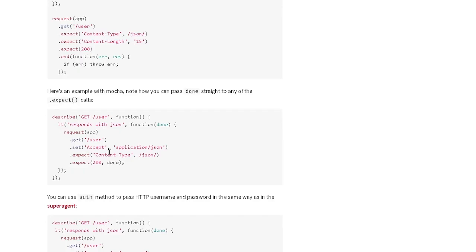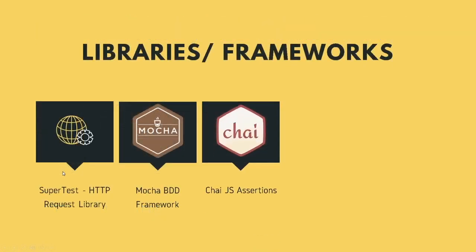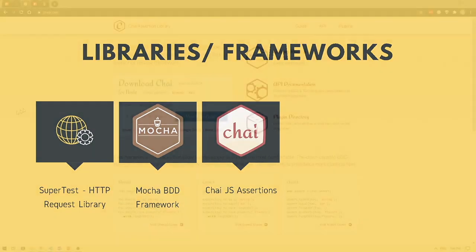Alright, so we saw the HTTP request part here. The next library we'll look at is our assertion library. So let's take a look at that. For our assertions, we will be using chai.js. Now Chai is an assertion library for Node and browser, which can be paired with any testing framework, so in our case, Mocha.js. So let's take a look at a chai.js example.